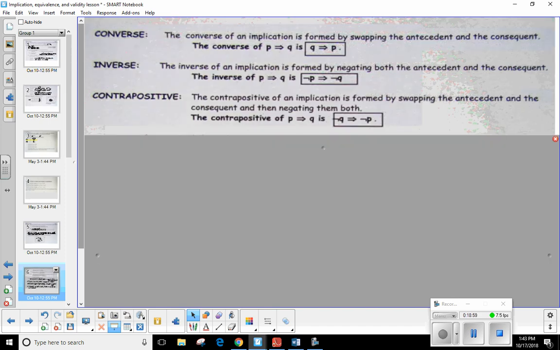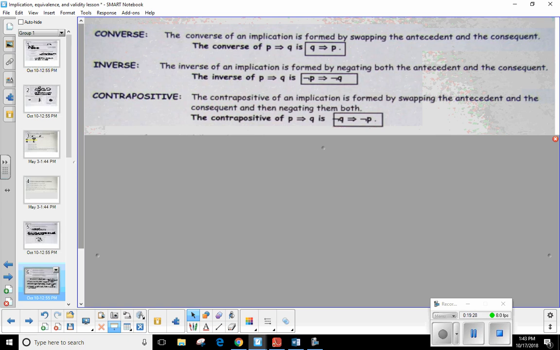Okay, so now we're going to talk about the converse, the inverse, and the contrapositive. The converse of an implication is formed by swapping the antecedent and the consequent. So the converse of P implies Q is simply Q implies P. The converse is just to switch them. The inverse of an implication is formed by negating both the antecedent and the consequent. So P implies Q becomes not P implies not Q.